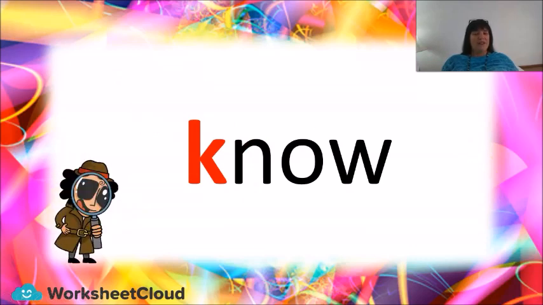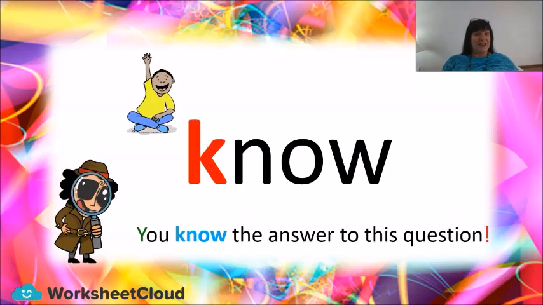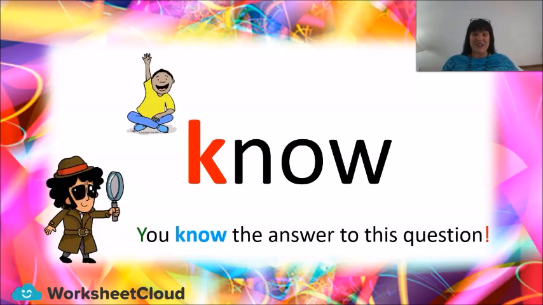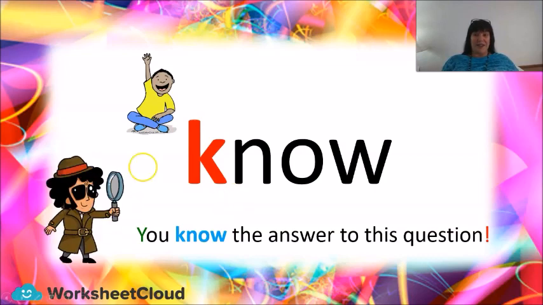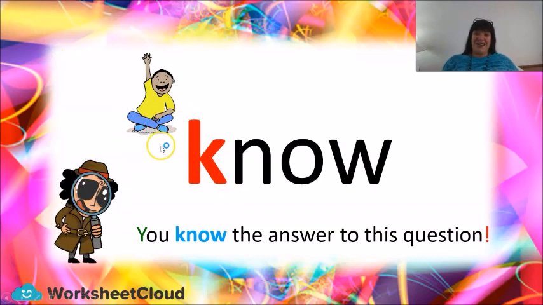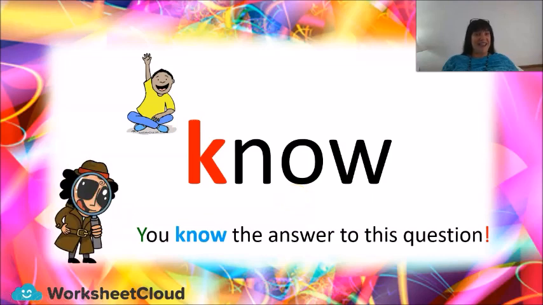Know. This is the one where you know something is going to happen. You know the answer to this question. That's right, you put up your hand in class if you know the question. Kurt always knows all the answers. So perhaps this could be Kurt sitting here. And Kurt knows all the answers to the question. So silent K is in front of the word know.